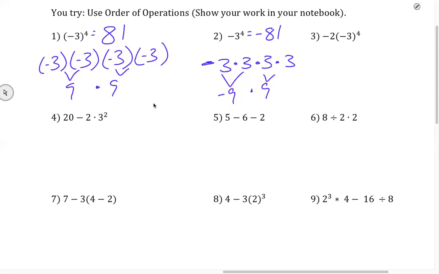Isaac. Isaac, you there, buddy? Yeah. Odd or even? Odd. It was even. What is number 3? Negative 2 times the quantity of negative 3 to the 4th. I don't know where my calculator is, but I'll try.